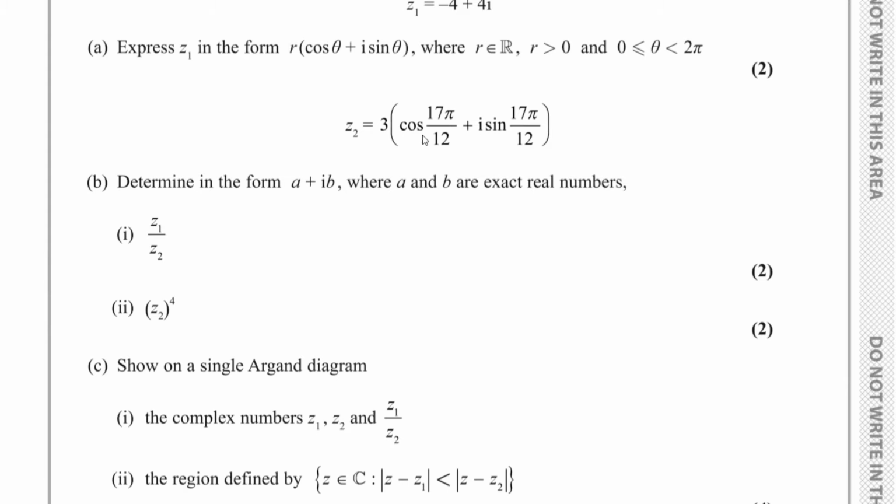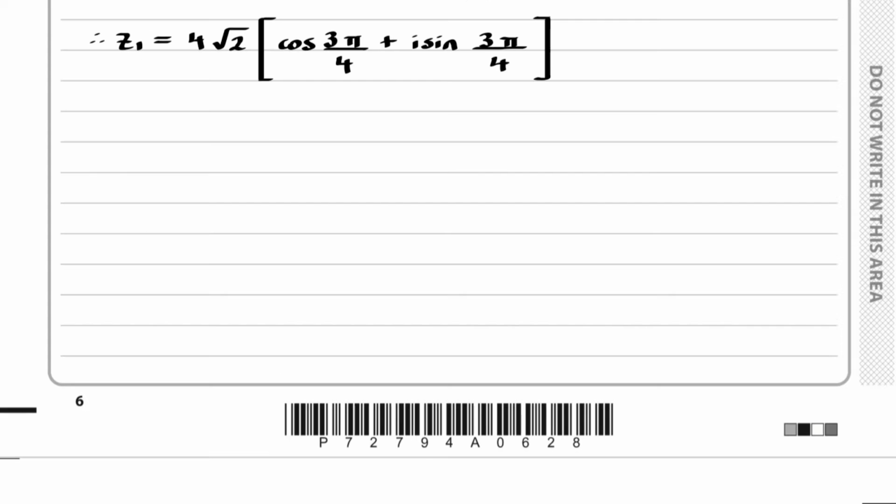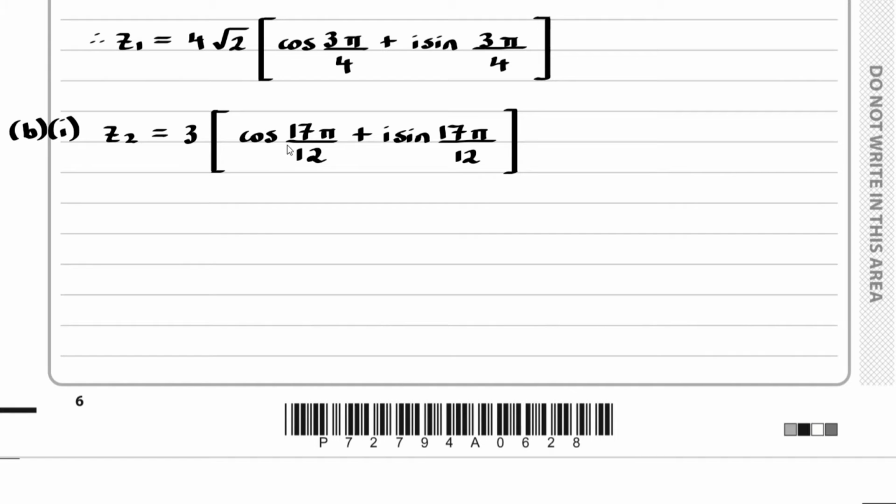z2 is equal to 3 multiplied by the cosine of 17 pi over 12 plus i sine of 17 pi over 12. Part B, we have to determine, in the form a plus ib, where a and b are exact real numbers, z1 over z2, and then z2 to the 4. First of all, z2, that's equal to 3 multiplied by the cosine of 17 pi over 12 plus i sine of 17 pi over 12. And we know what z1 is.